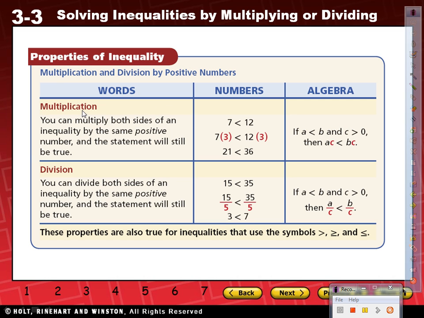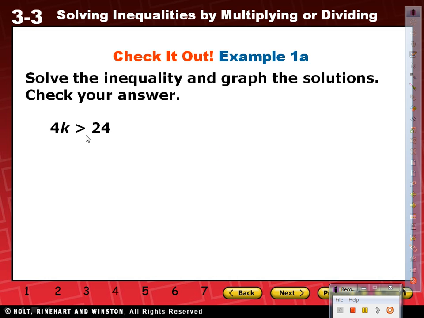What is that? So that means when we multiply something to each side, that means multiplication property of inequality. When we divide something to each side, that's division property of inequality. Are we there? Yeah. All right, copy this example down, please. Example 1, 1A. It says, solve the inequality and graph the solutions. And then it says, check your answer. I want you to write that down, please. 4K greater than 24. Copy that down, and then I'll go over that after you copy it. Go.